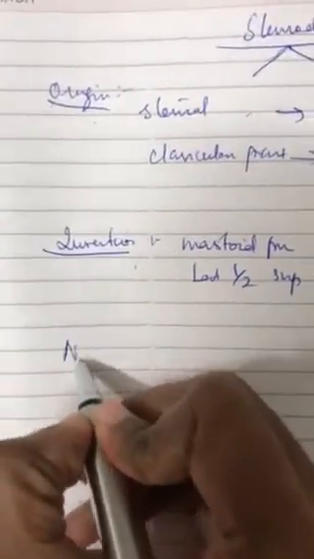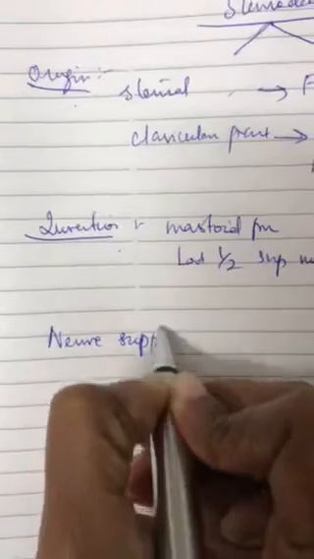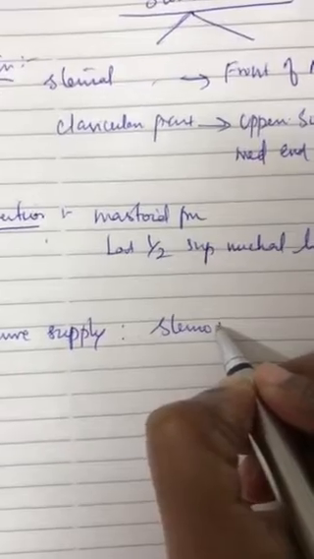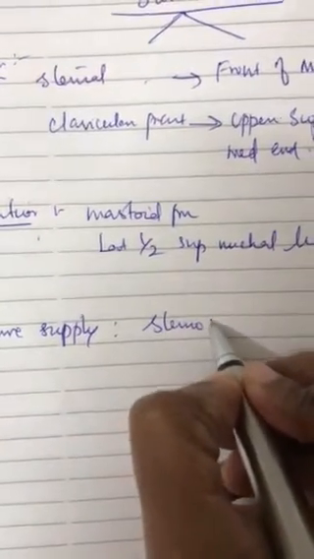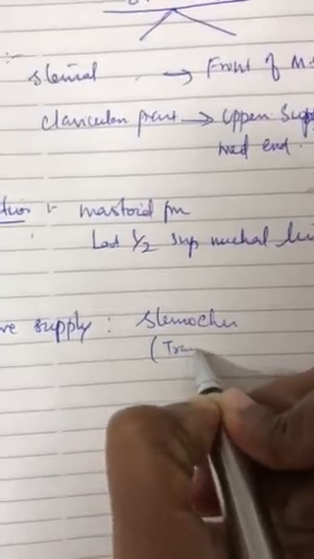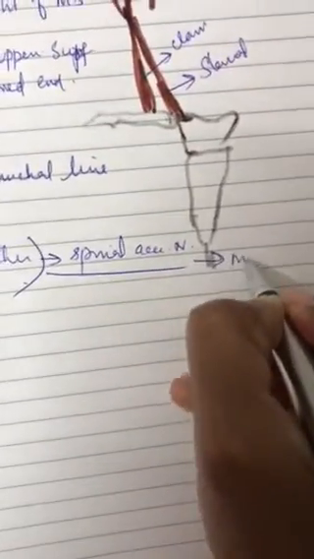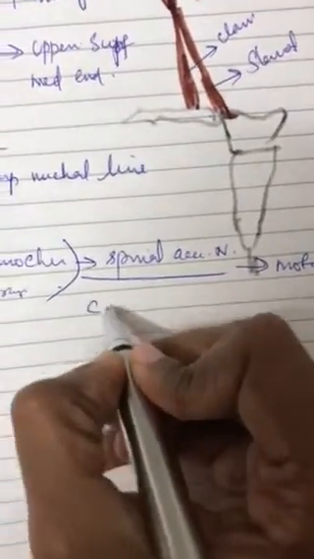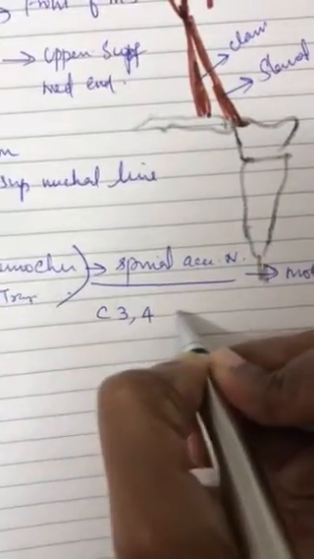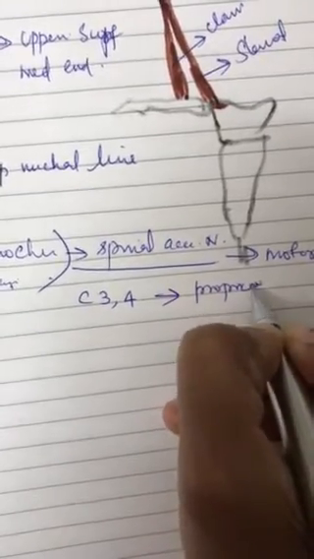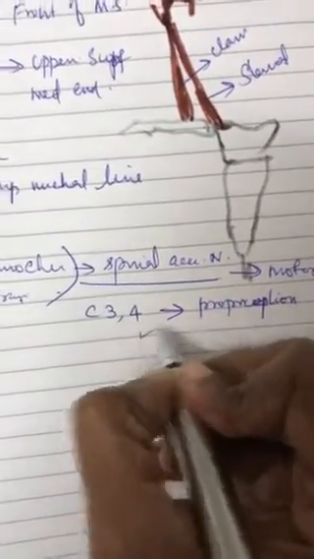And then next is the nerve supply. You should write that sternocleidomastoid and trapezius, both are supplied by the spinal accessory nerve. I am telling you this for your remembrance. Spinal accessory is motor. You have to mention that spinal accessory is motor, and proprioception is by C3, C4 fibers, cervical. Proprioception means sensations. If you don't mention this, we will reduce the marks.